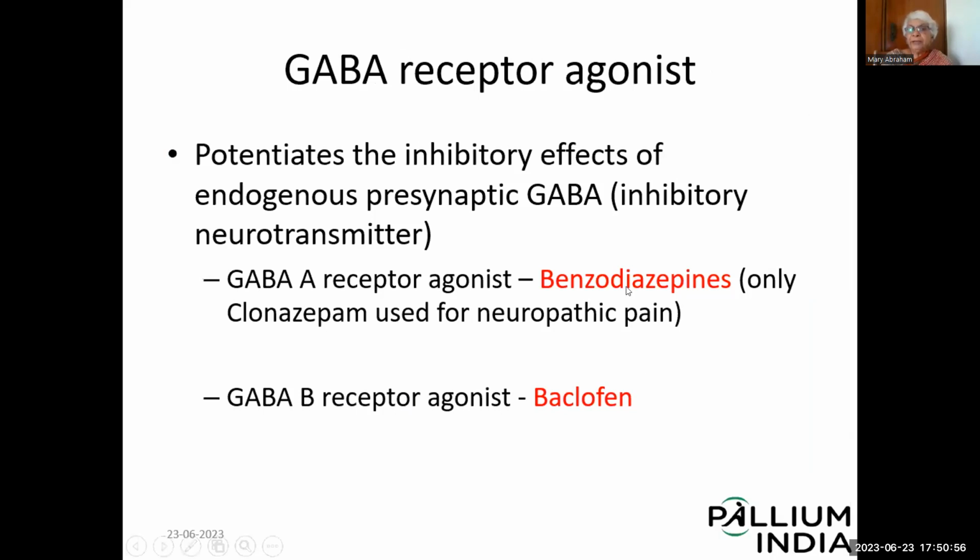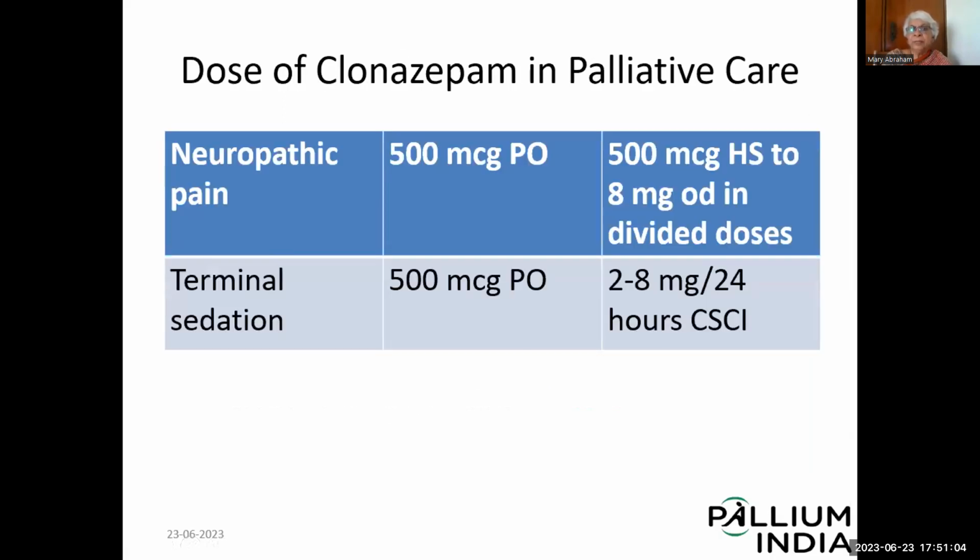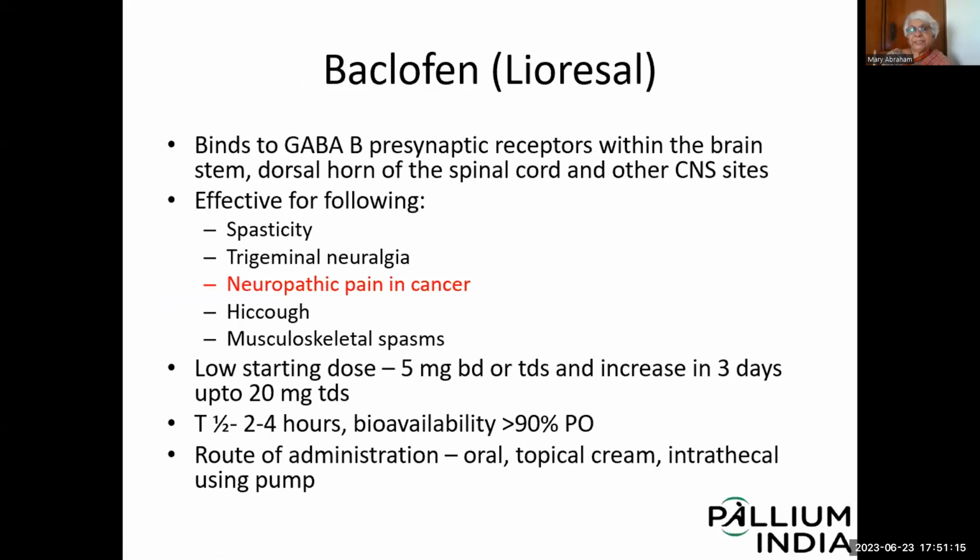The GABA A agonists are the benzodiazepines. Of these, clonazepam is used for neuropathic pain, and the GABA B agonist is baclofen. This is the dose you give for neuropathic pain: 500 micrograms at night. It can also be used for terminal sedation. Baclofen, the GABA B agonist, is also very effective in neuropathic pain. You can start with 5 mg and then move up to 10 mg BD or TDS.